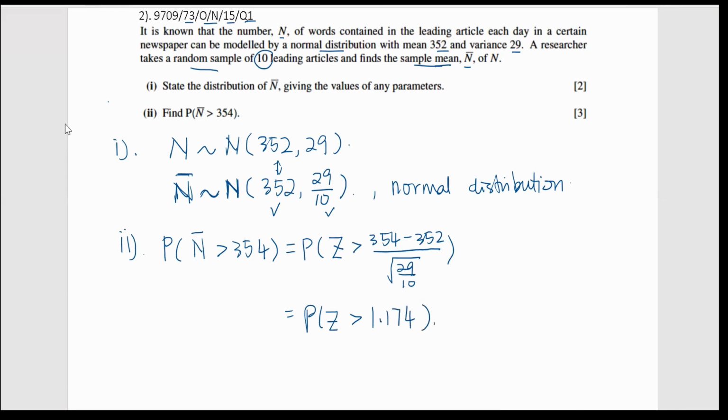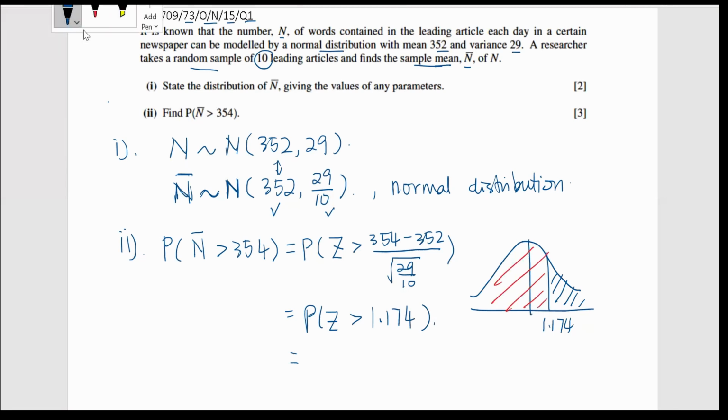All right, refer to the bell-shaped curve. 1.174, greater than, so it's looking at this region. So similar to the previous questions, when we read from the table, they will always give you the area in the bigger region towards the left. So in order to get the smaller region that is shaded in blue, I have to take 1 minus the probability obtained from the table.